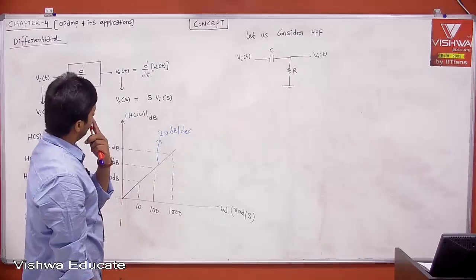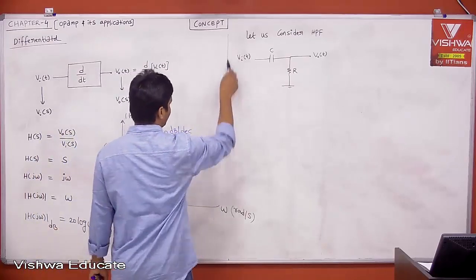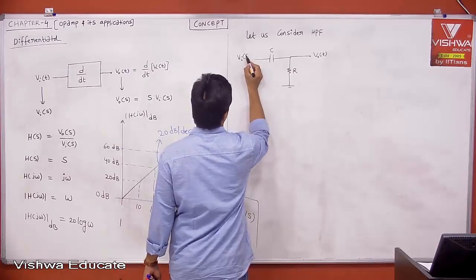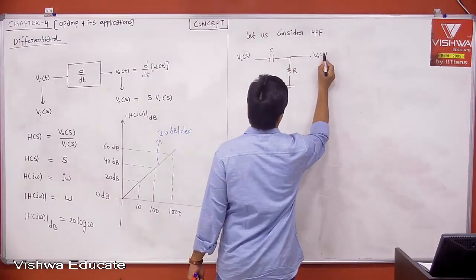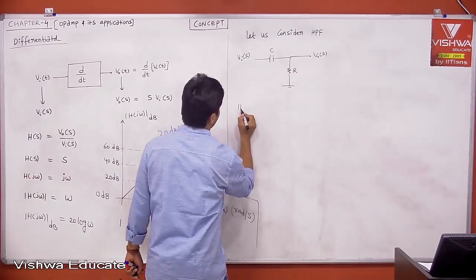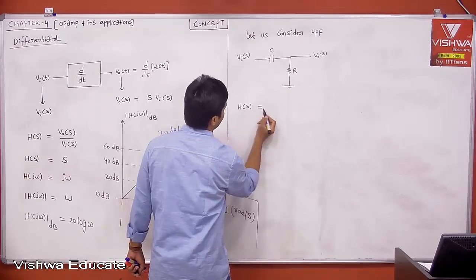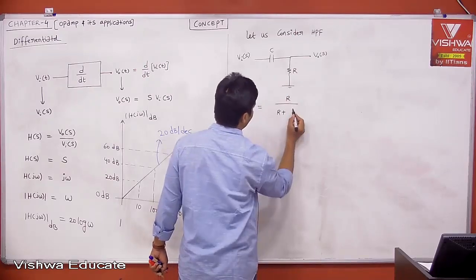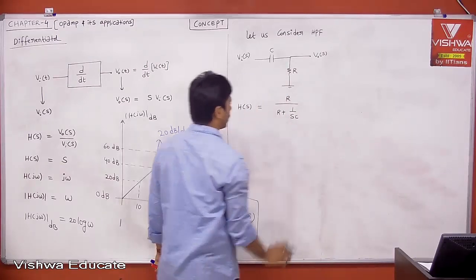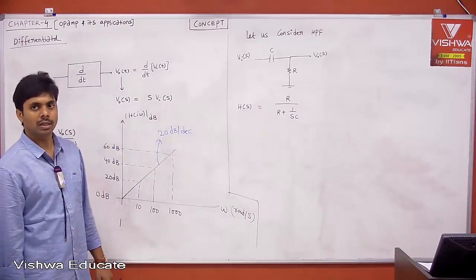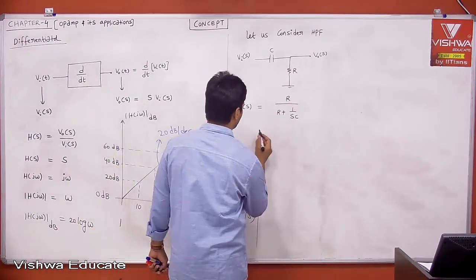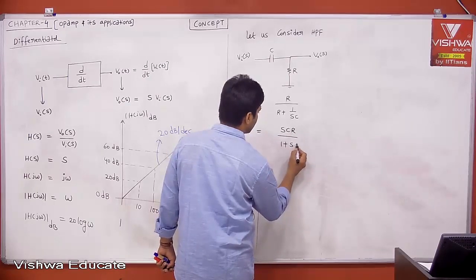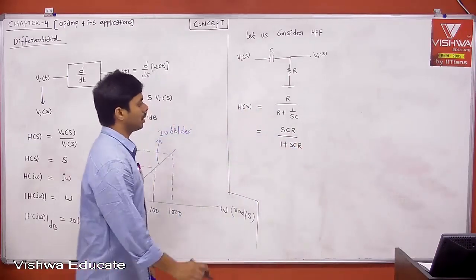Now, we want to write in the frequency domain. I am trying to explain things in the frequency domain. Therefore, let me say this is Va of s, and this is V naught of s. Right. Then tell me what is the transfer function. H of s is equal to R divided by R plus 1 by SC, right? Then it becomes SCR divided by 1 plus SCR, right?